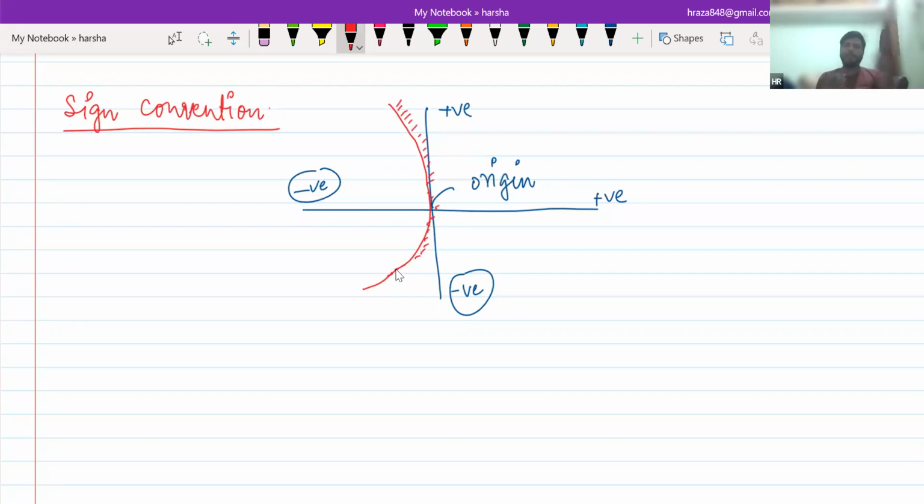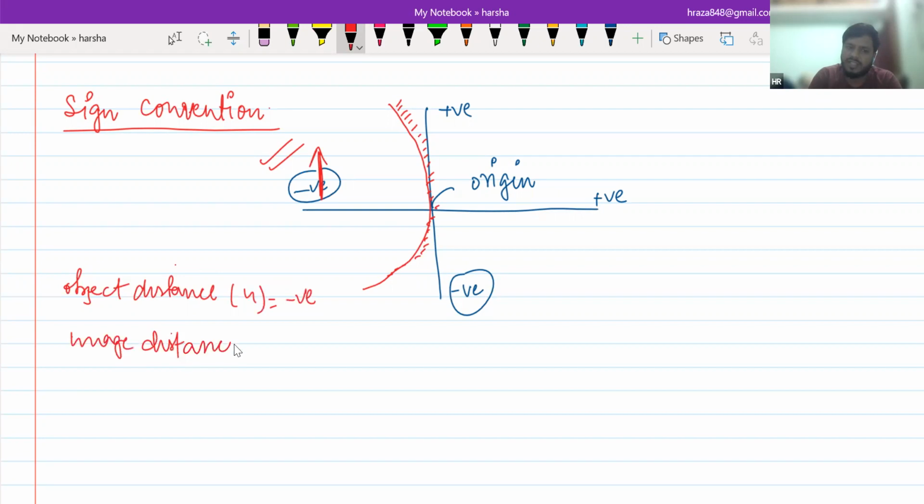And the object will be placed in front of the mirror or behind the mirror? Tell me. For the formation of an image, will the object be placed in front of the mirror or behind the mirror? In front of the mirror. So the object distance will always be negative. The object is placed in front of the mirror. That's why the object distance, which we denote by U, will always be negative. And the image distance depends on where it forms. If the image is formed in front of the mirror, it will be negative, and if it forms behind the mirror, it will be positive. Are you getting my point?